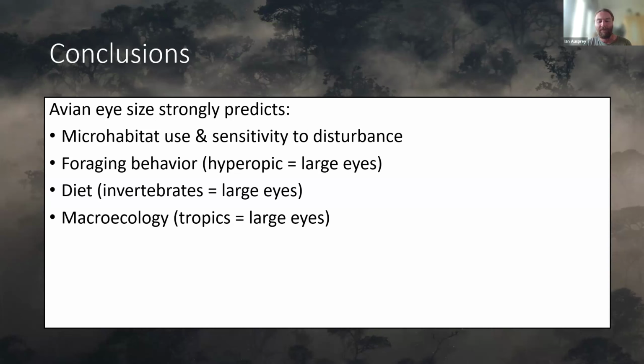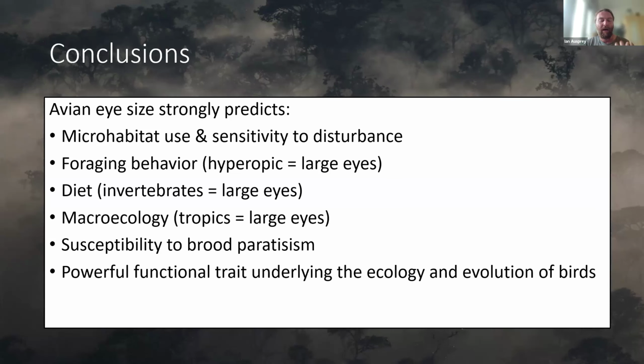Macroecological relationships in the tropics: there are larger eyes, and increased susceptibility to brood parasitism because hosts tend to have smaller eyes. And just in general, eye size is this powerful functional trait underlying the ecology and evolution of birds.